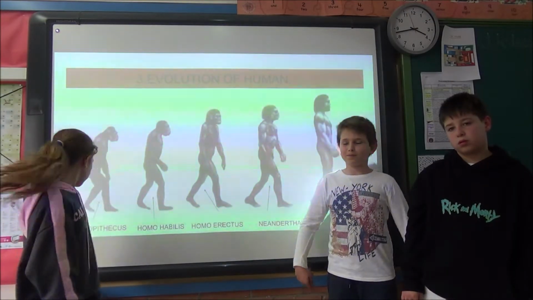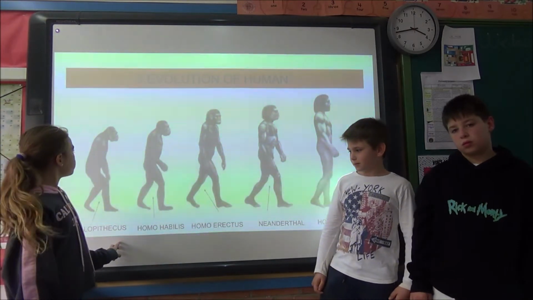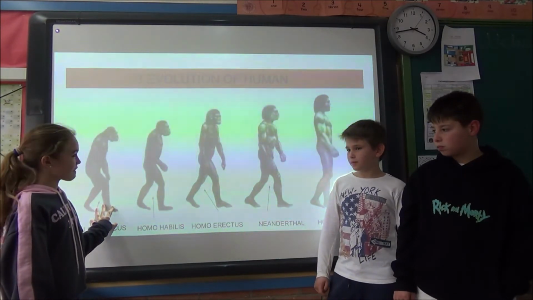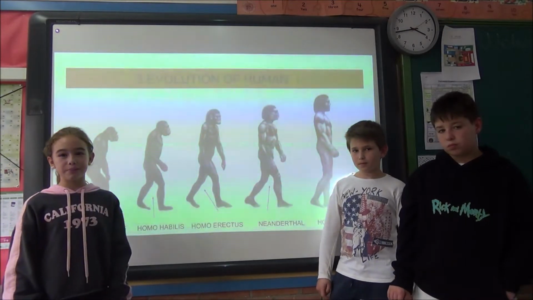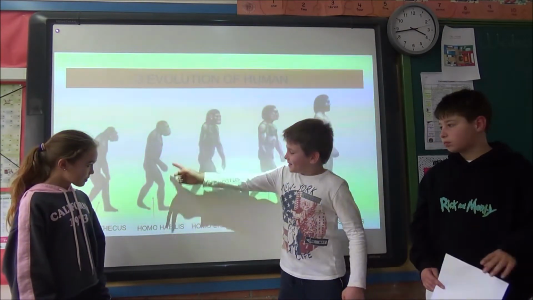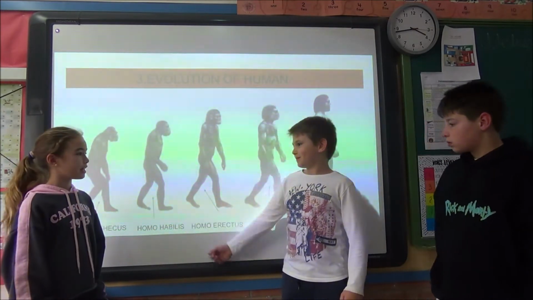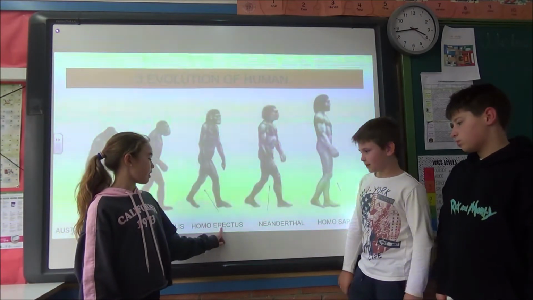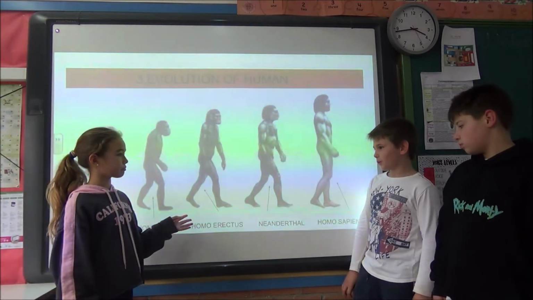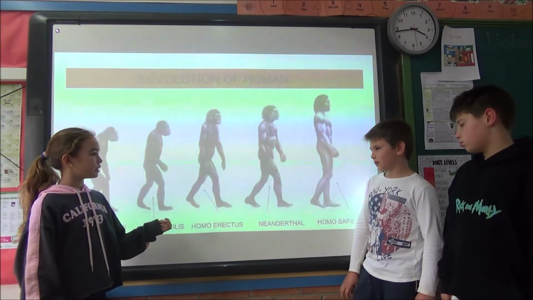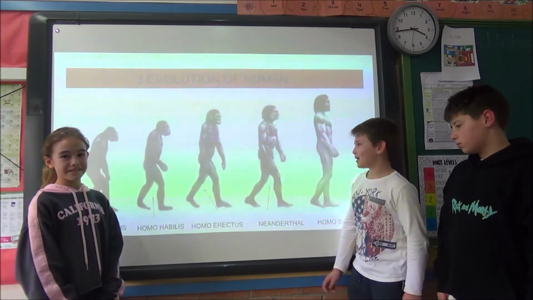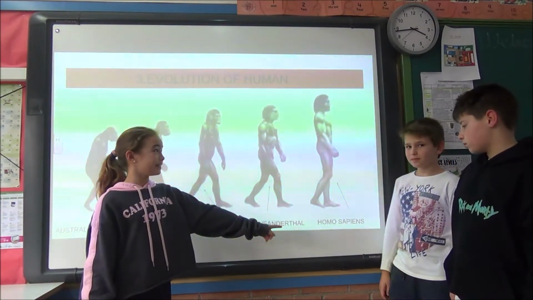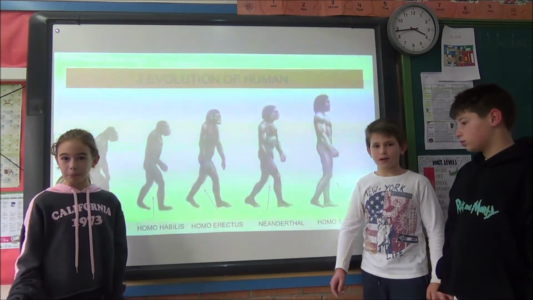Evolution of human. This is Australopithecus, the first human. This is Homo habilis. And this is Homo erectus. This is a Neanderthal. This is Homo sapiens. It's a human of today.